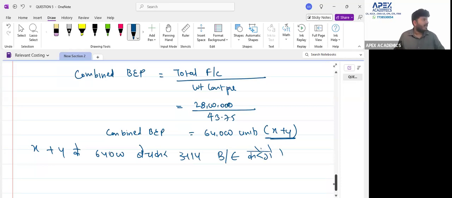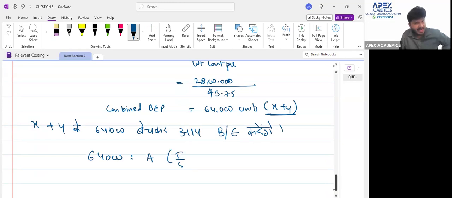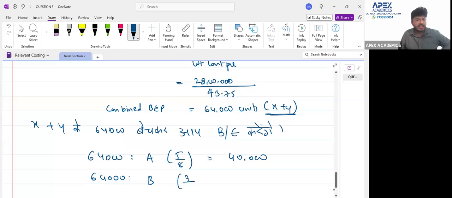Yes or no? Please tell me that. So you have to sell 64,000 units of X and 64,000 units of Y to break even. Now out of this 64,000, A's ratio is 5/8. So A is nothing but 40,000 units. Agreed? 64,000 into 5/8. And out of this 64,000 units, B's ratio is 3/8. So the answer is nothing but 24,000 units.